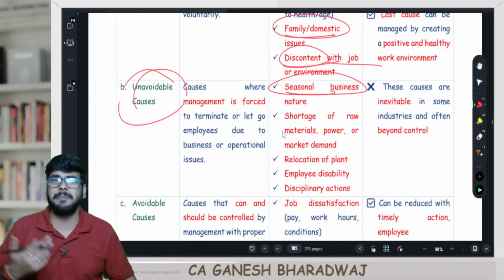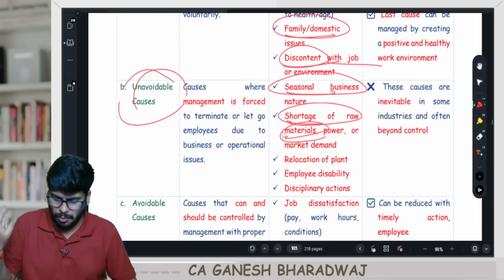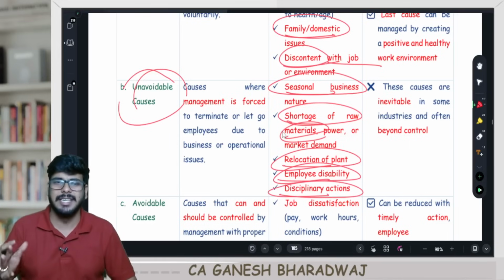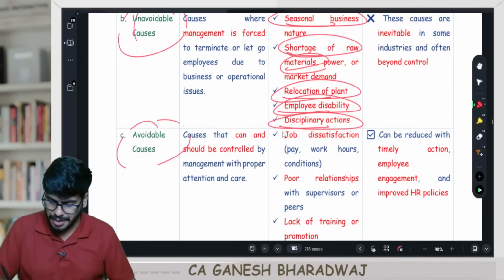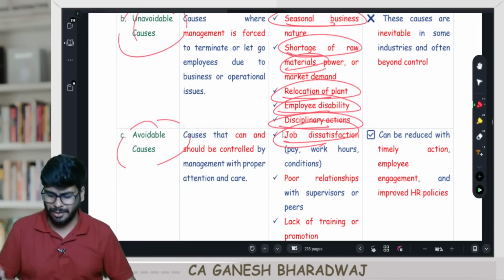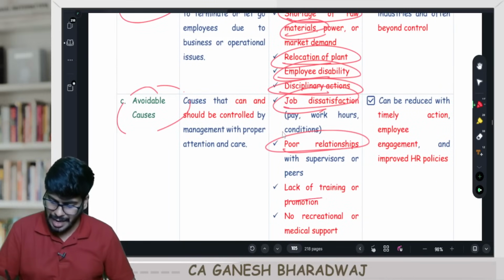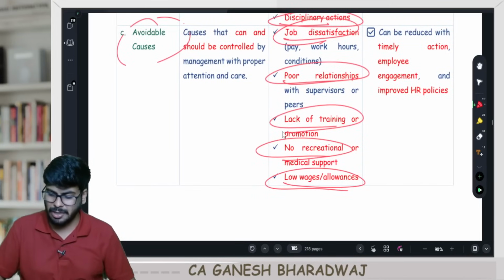People move, people shift to other jobs, right? Shortage of raw material. So these are unavoidable. Relocation of plant, employee disability, disciplinary actions. These are beyond my control. Avoidable causes. What are the avoidable reasons? Job dissatisfaction. The workers don't like it. Poor relationship with supervisor, lack of training, no recreational or medical support, low wages or allowance.